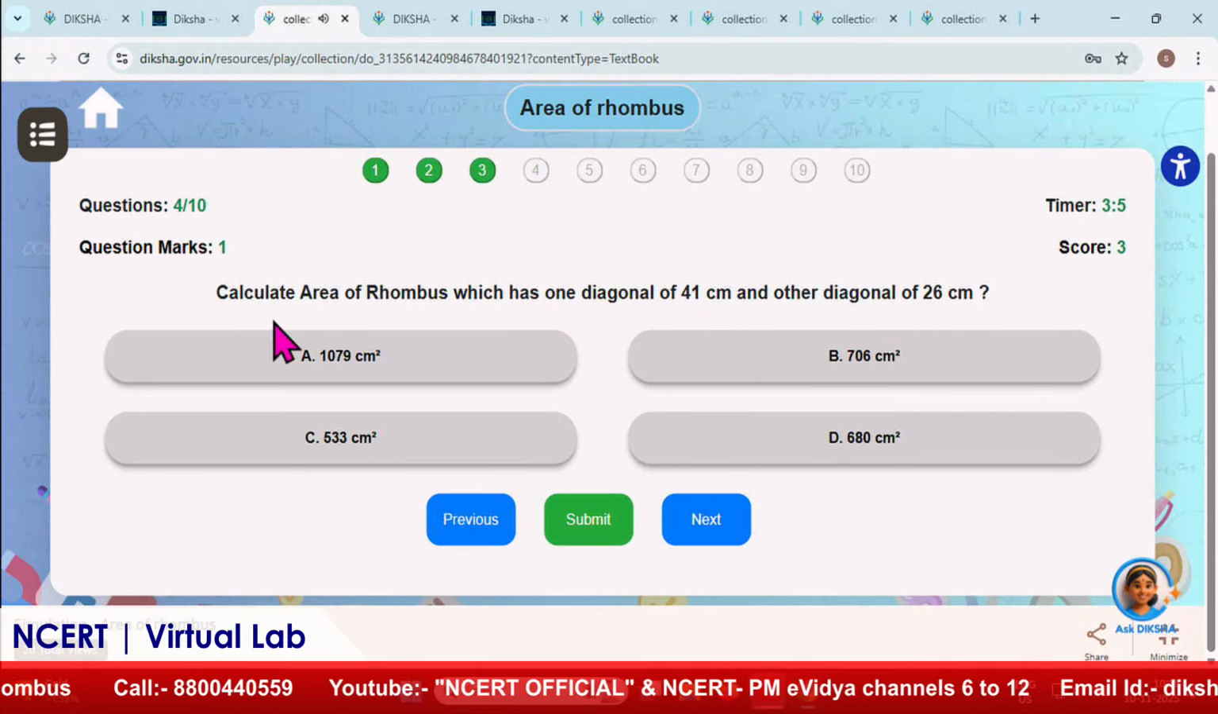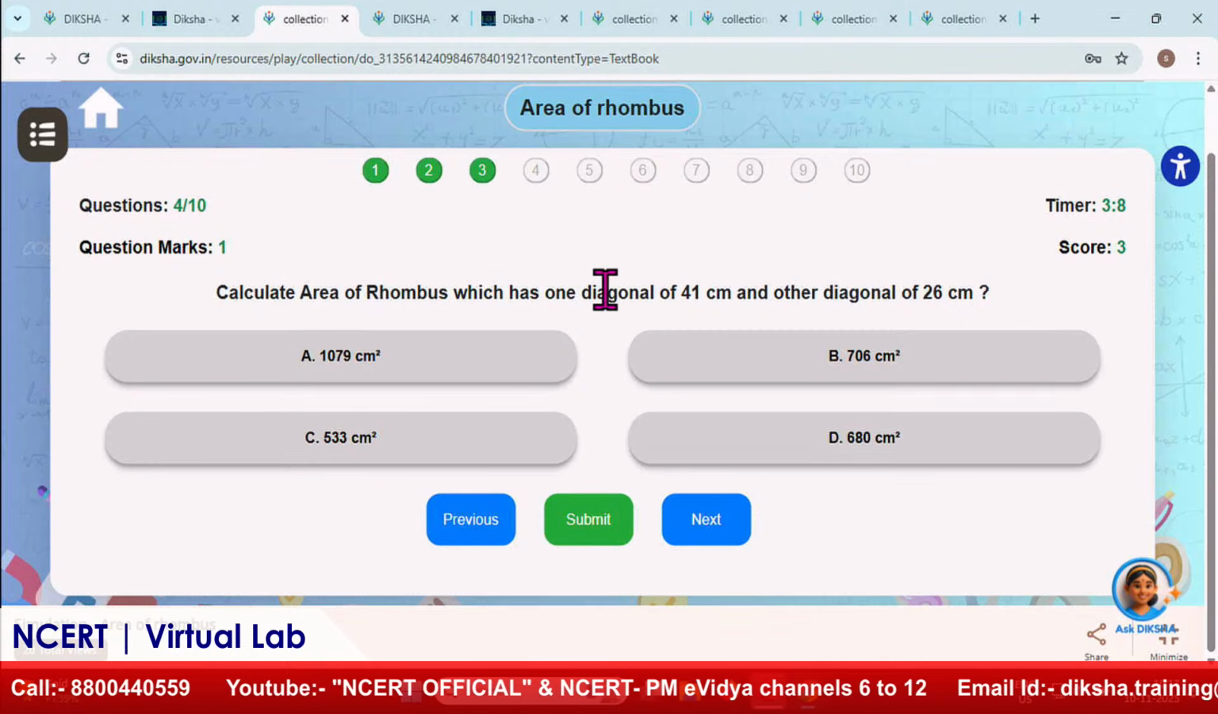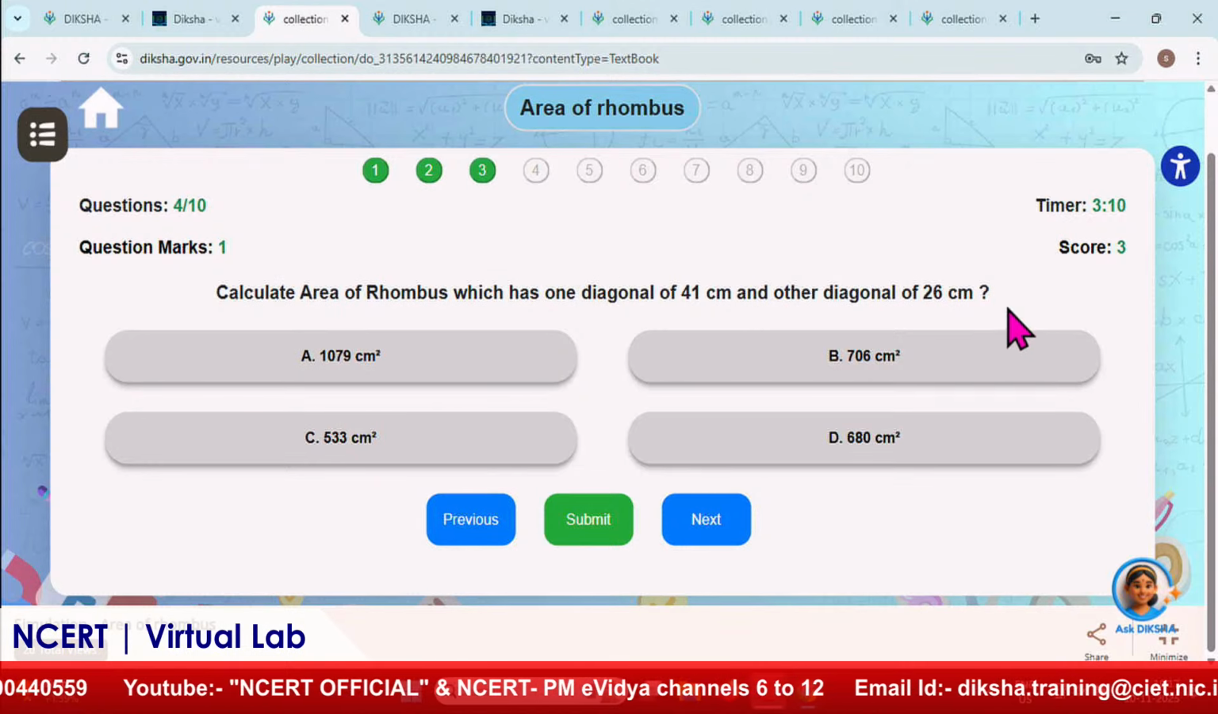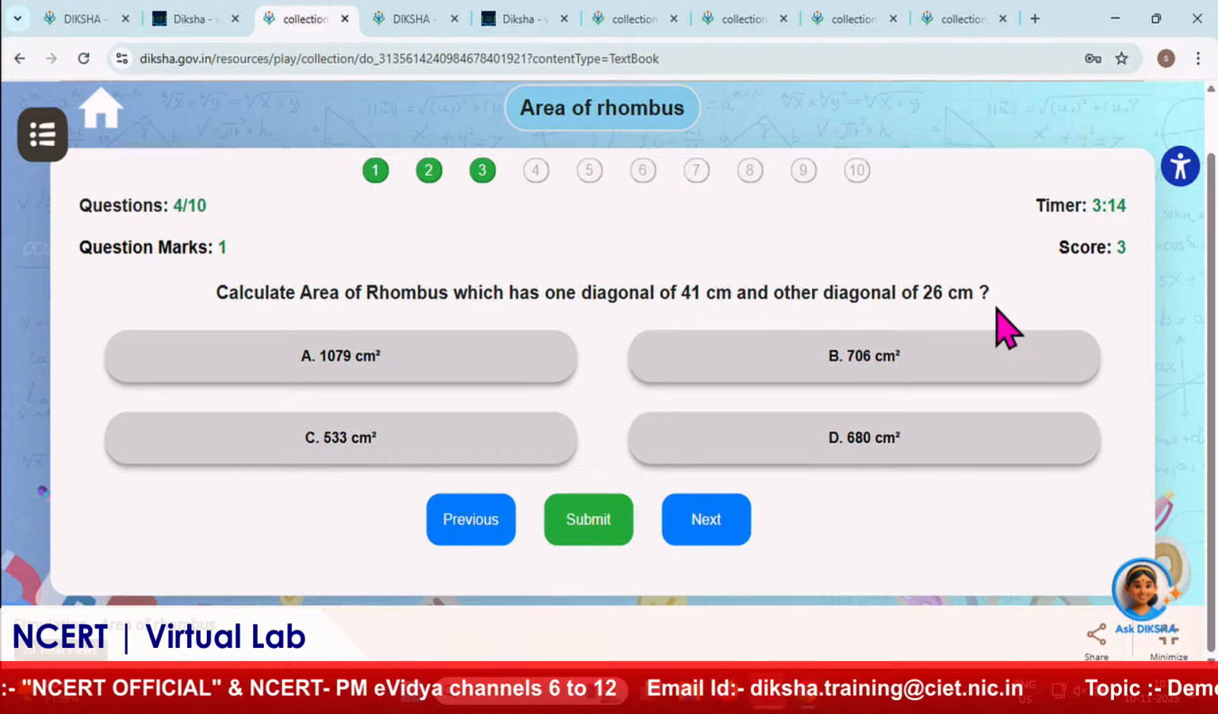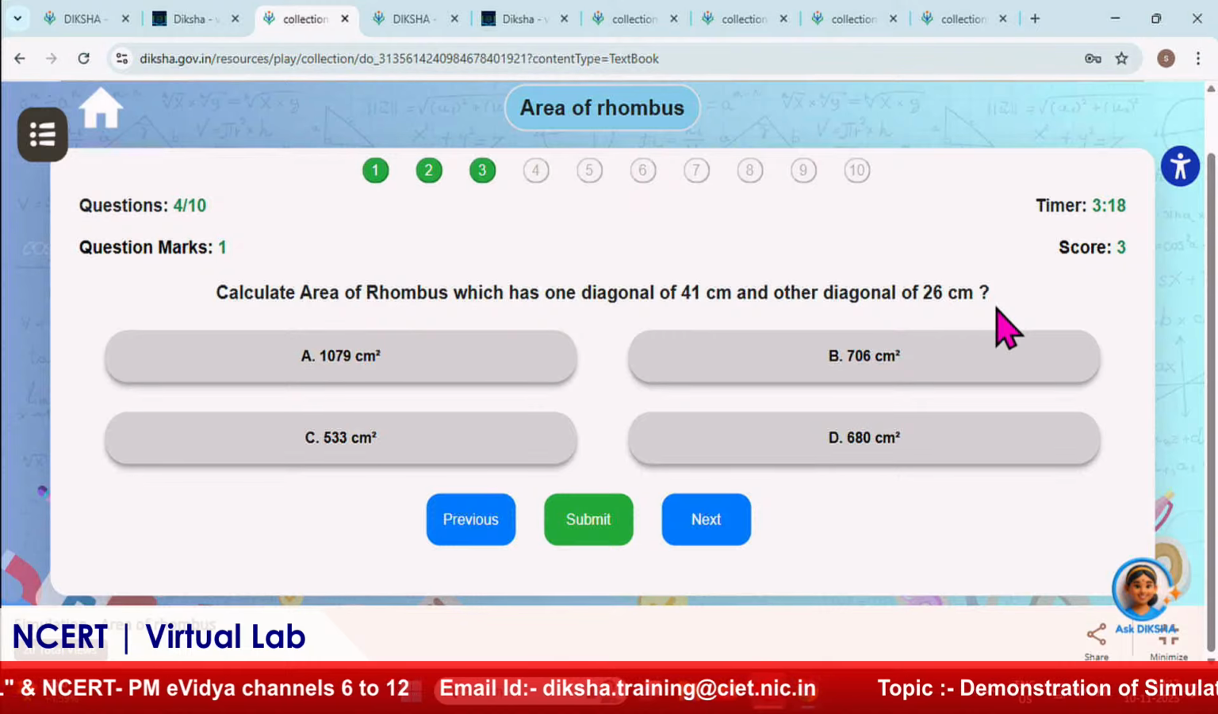Now calculate the area of a rhombus which has one diagonal and another diagonal. This is the same question which we have done in questions number 2 and 3. So what we are going to do is again write the formula and put the values from the question.